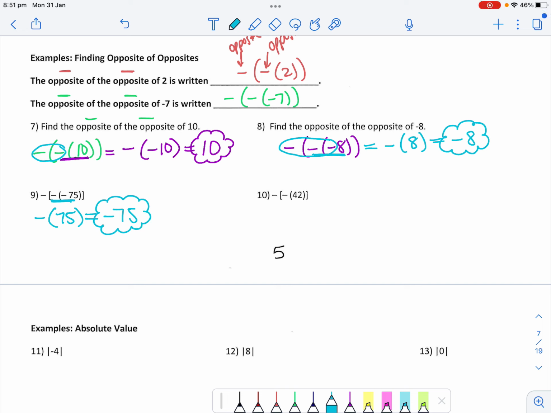And then here, the opposite of a positive is going to be a negative, and the opposite of a negative is going back to a positive. So those double opposites are kind of tricky.